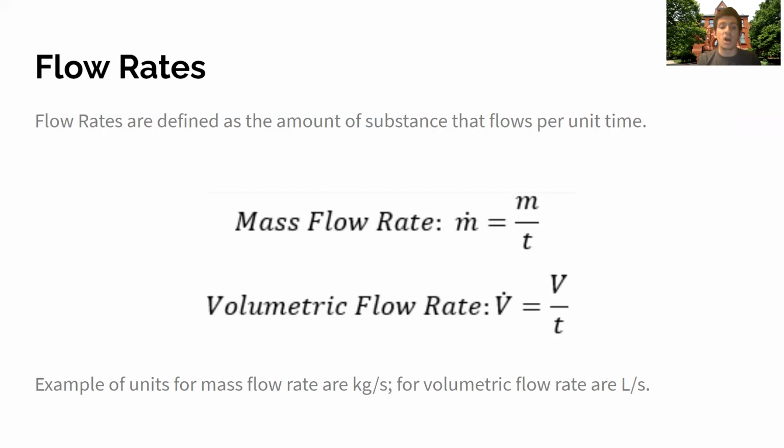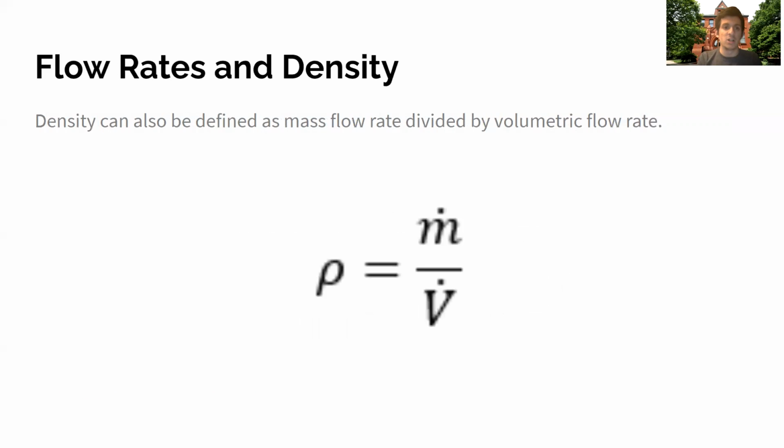These units, for example, for mass flow rate are kilograms per second. For volumetric flow rate, they could be liters per second. It doesn't necessarily need to be per second. It could be per minute. It could be on a per hour basis. All that matters is that it's some type of unit with respect to a time unit.